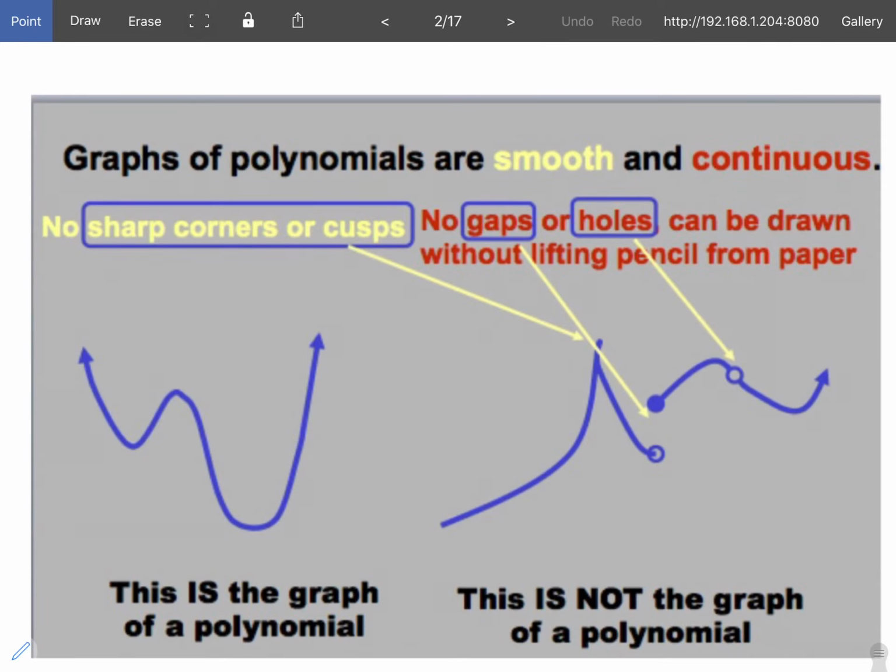It has no gaps. This is a gap right here, or holes. It can be drawn without lifting pencil from paper. So this is not an example of a polynomial. This is an example of a polynomial.